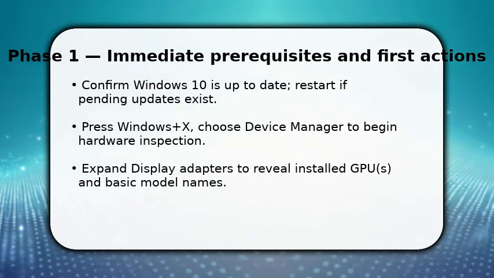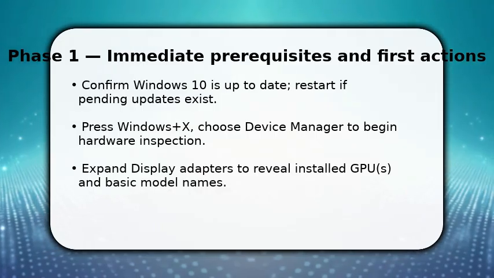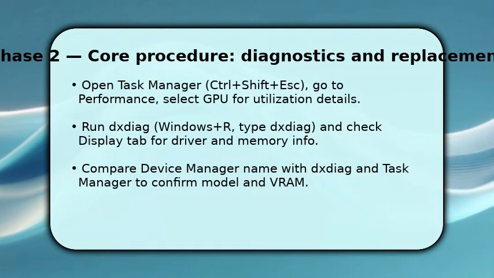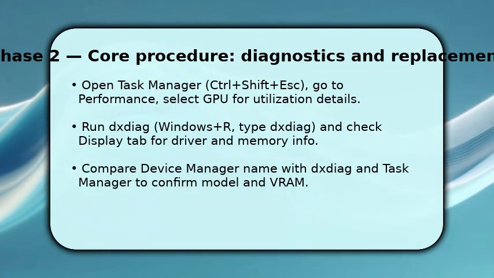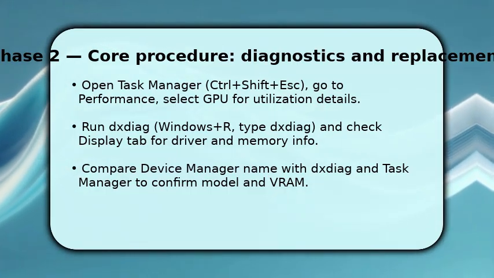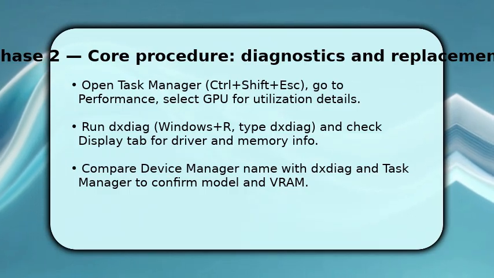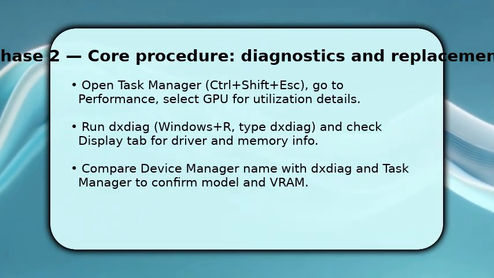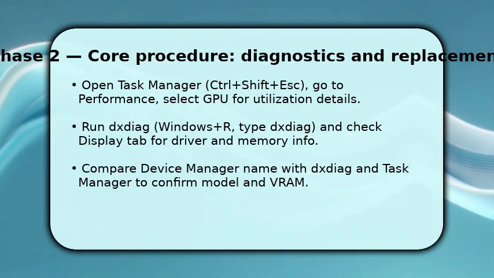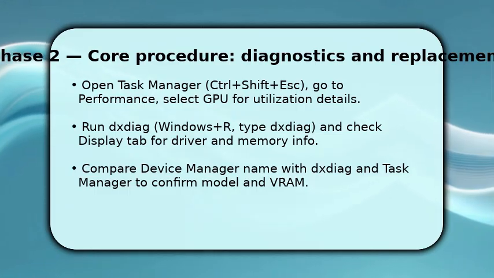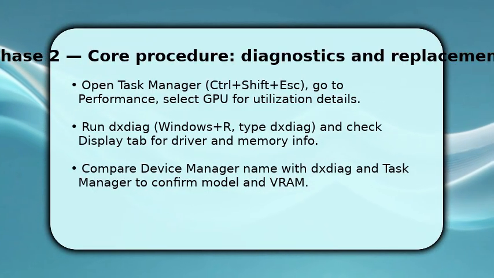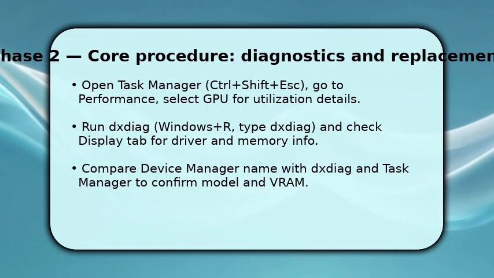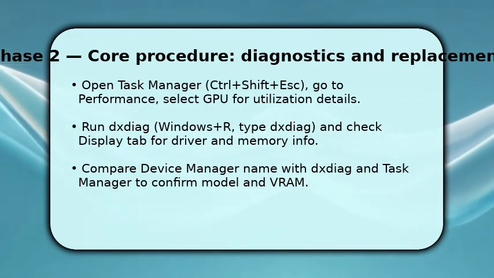Next, open Task Manager with Ctrl plus Shift plus S and switch to the Performance tab to select GPU. This shows real-time usage, dedicated GPU memory, and vendor. Then press Windows plus R, type dxdiag, and open the Display tab to read driver version, RAM, and feature levels. This verifies driver health. Once you have names from Device Manager and dxdiag, compare them to ensure they match. If they don't, it often indicates driver conflicts or multiple GPUs present.